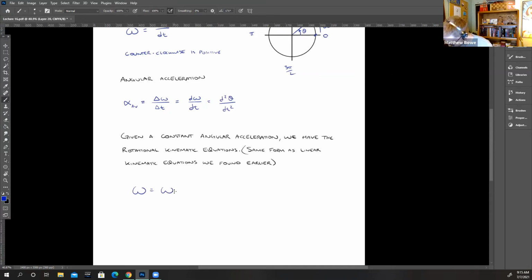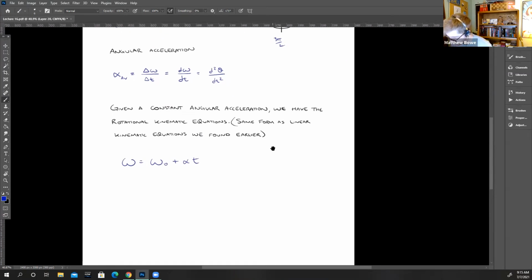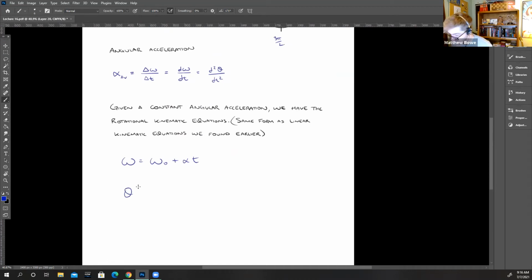So this is the equation for velocity: the final angular velocity is the initial angular velocity plus the angular acceleration times time. This is the displacement. The final position is initial position plus the initial angular velocity times time plus 1/2 the angular acceleration times time squared.